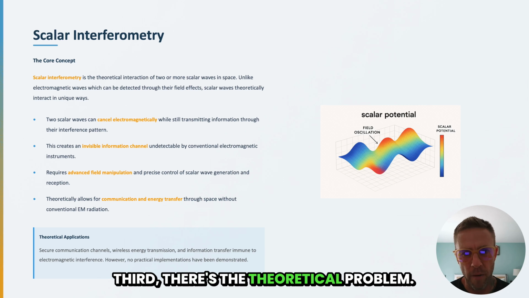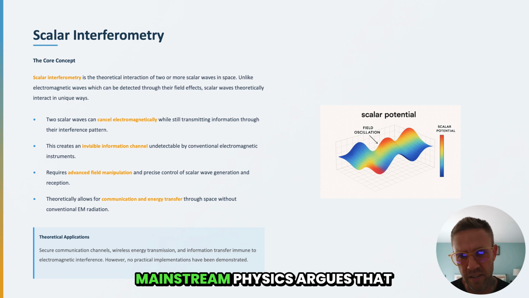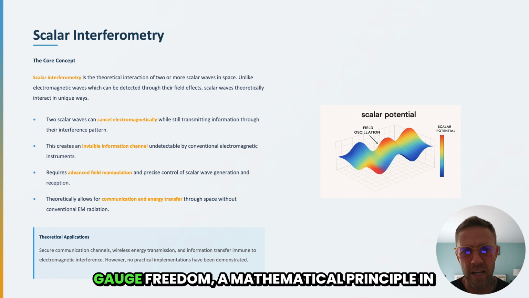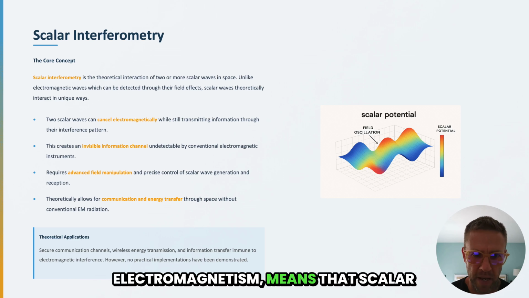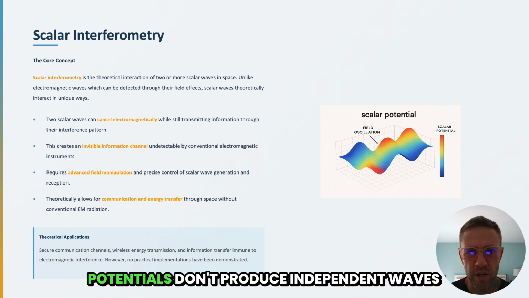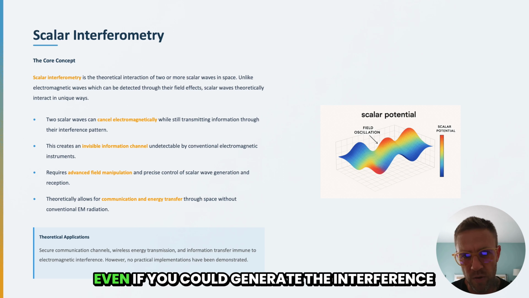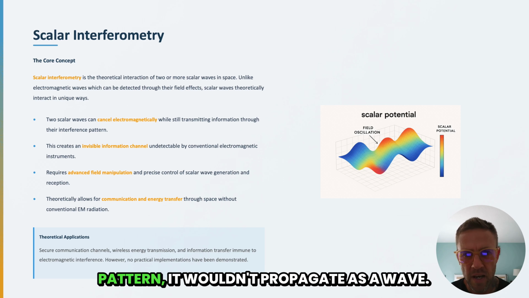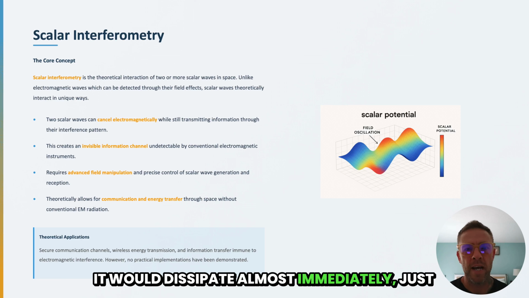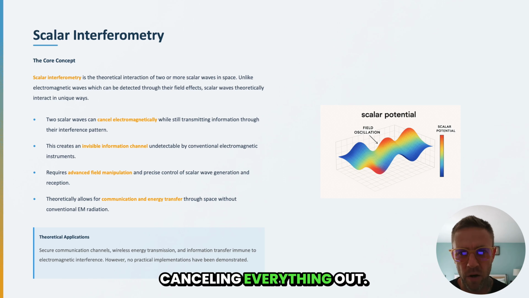Third, there's the theoretical problem. Mainstream physics argues that gauge freedom, a mathematical principle in electromagnetism, means that scalar potentials don't produce independent waves in free space. Even if you could generate the interference pattern, it wouldn't propagate as a wave. It would dissipate almost immediately, just canceling everything out.